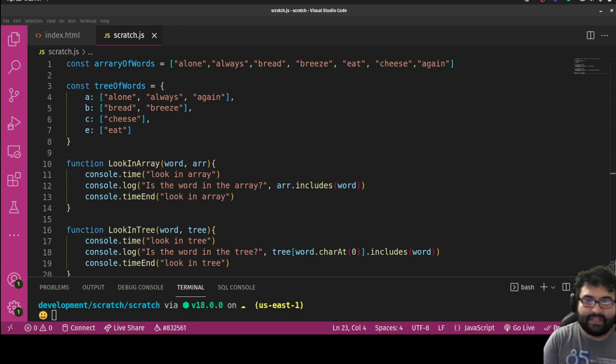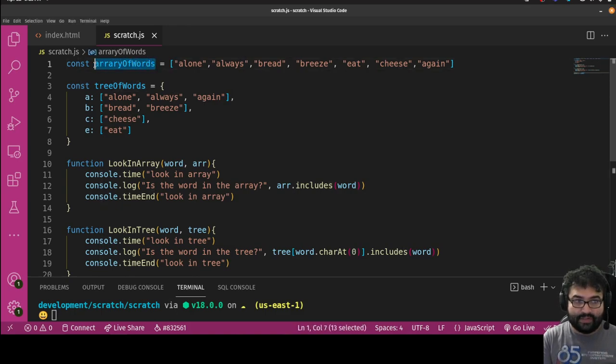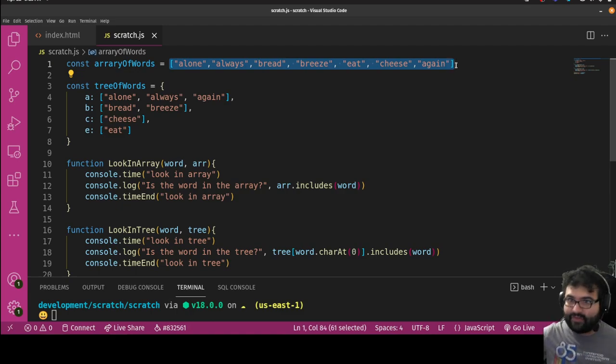So imagine this: we have a bunch of strings. They're both the exact same list of strings, but the array of words is just an array, so they're in an arbitrary sequence, one after another, after another, after another.